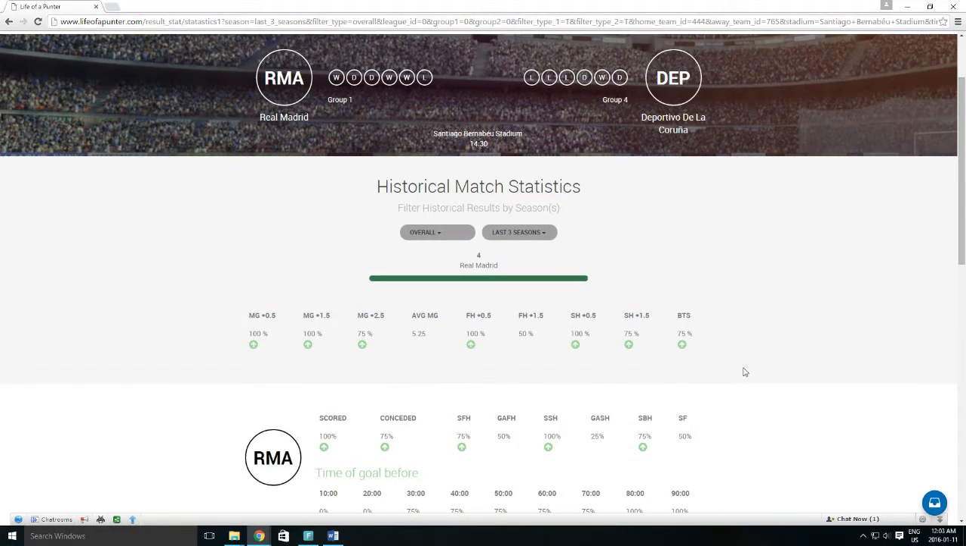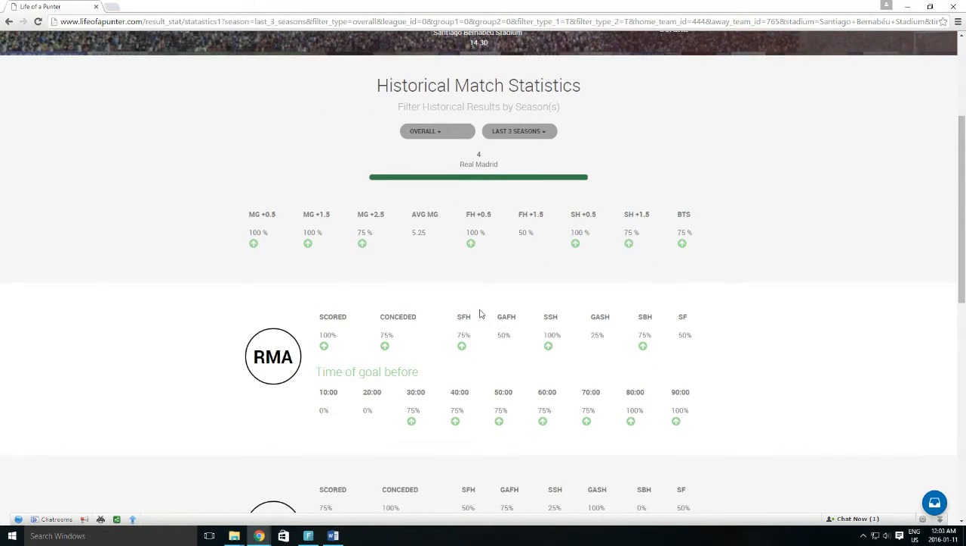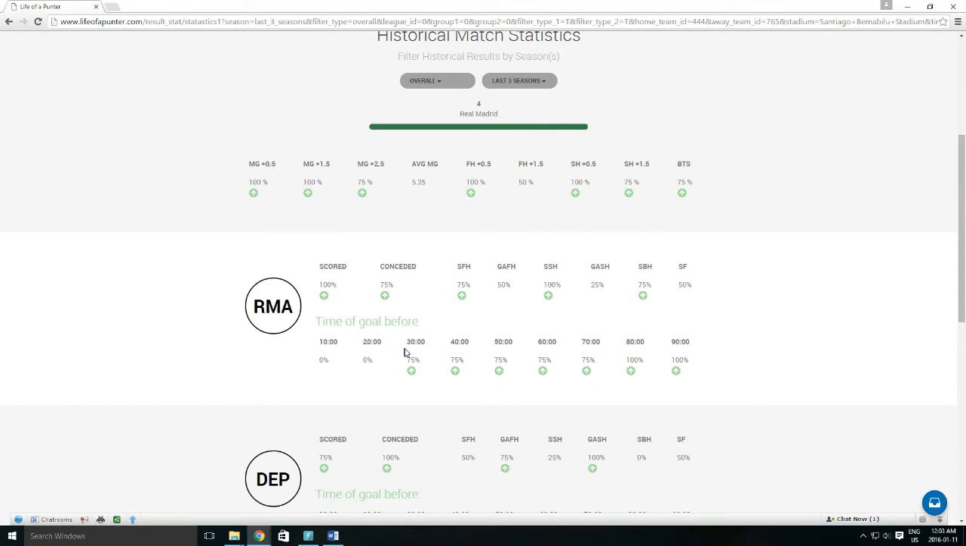So in looking at this head-to-head fixture, we can see that the average match goal is 5.25, which is very high. First half over 0.5 is 100%, so there's definitely going to be a goal in this first half. And Real Madrid time of first goal before the 30th minute is 75%. And before the 40th minute is also 75%.